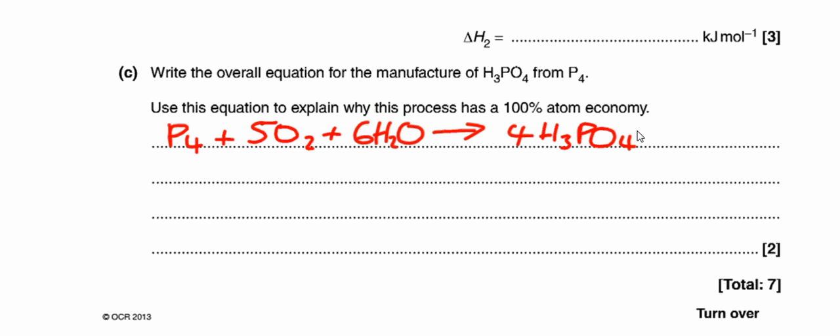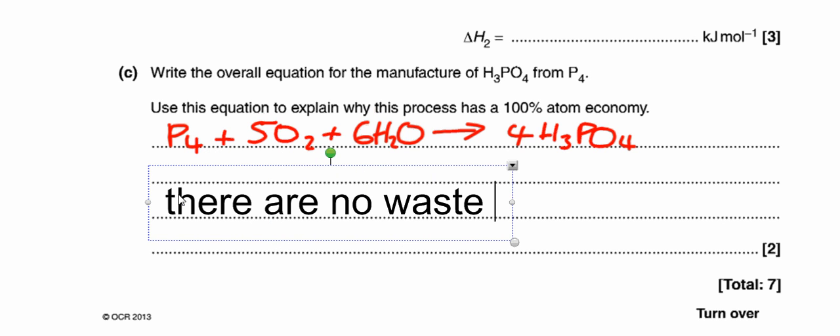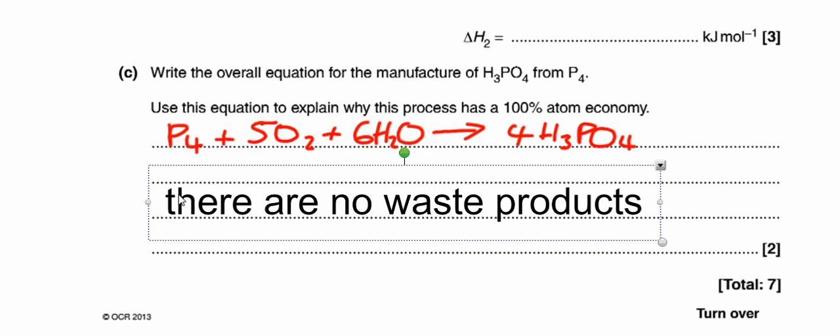So I think I'm just going to put in here there are no waste products. Crucially, you cannot just say there is only one product. That will not get you the mark. Because it's atom economy, you need to make sure you're saying the keywords, no waste products.